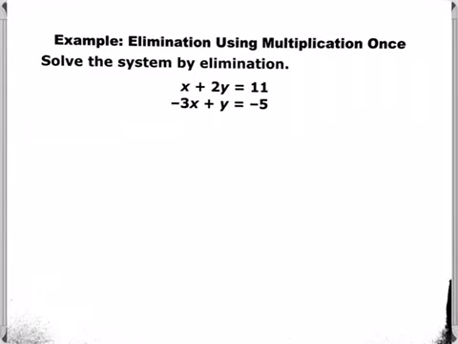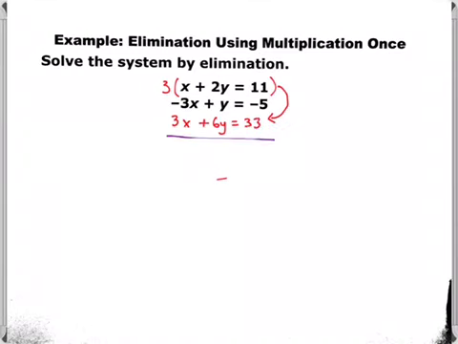So in this example, we've got x plus 2y equals 11 and negative 3x plus y equals negative 5. None of my variables have the same coefficient. One of them has opposite signs, but they don't have the same coefficient. So in order to get anything to cancel, I'm going to try multiplying this top equation by 3. So that way my x variables should cancel out when I'm done. So the first equation changes from what it was to 3x plus 6y equals 33.